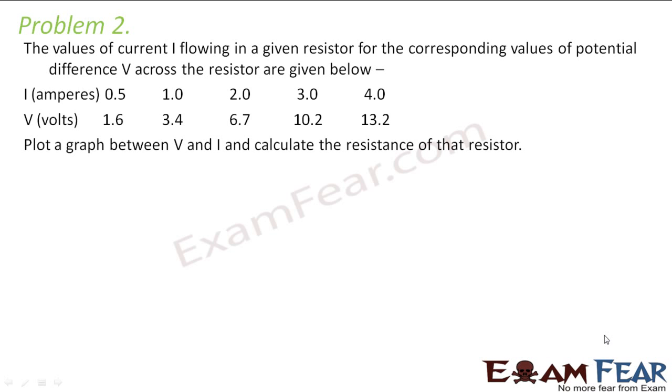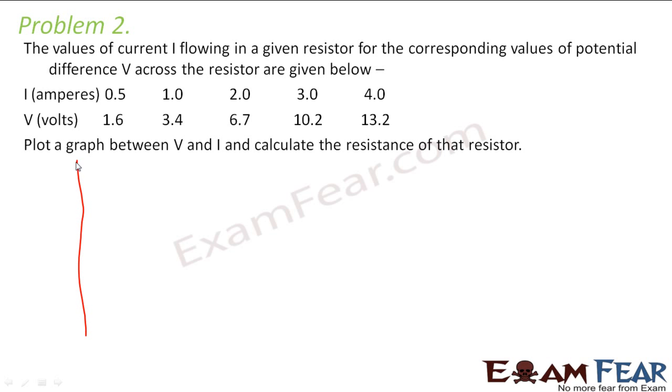Let us look at the next problem. It says that the value of current flowing in a given resistor for the corresponding values of potential difference V across the resistor are given below. That means the potential difference was changed from 1.6 volts to 3.4 to 6.7 to 10.2 and so on, and the corresponding values of current flowing through the conductor were also noted down. So plot a graph between V and I and calculate the resistance of that resistor.